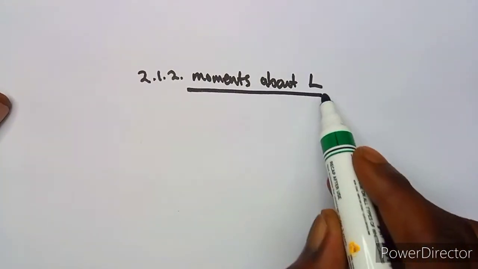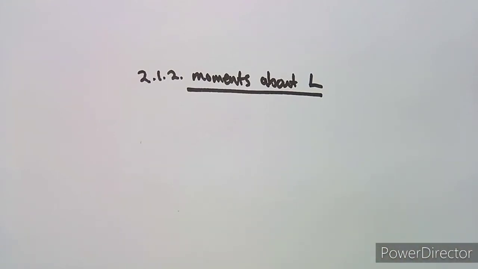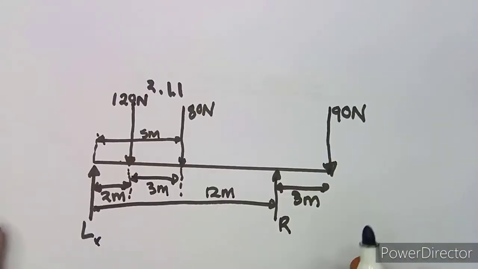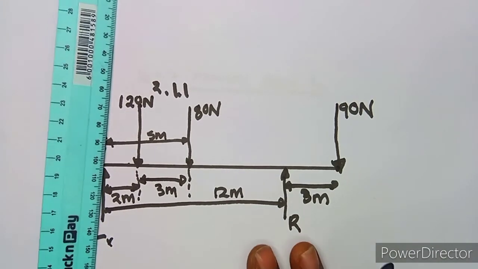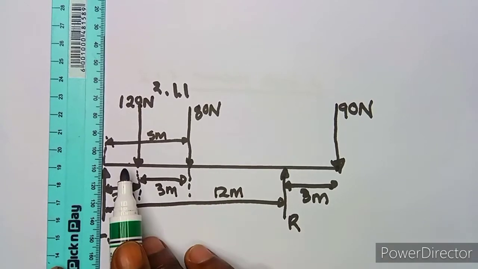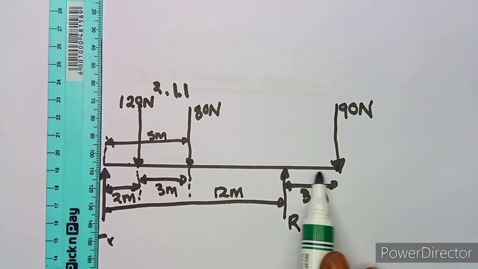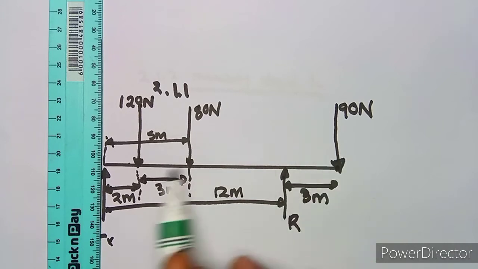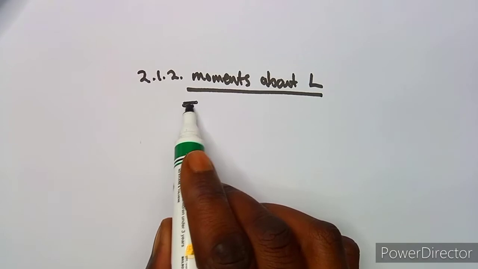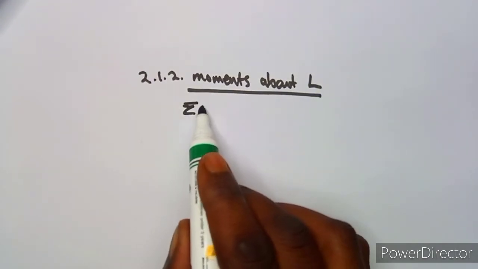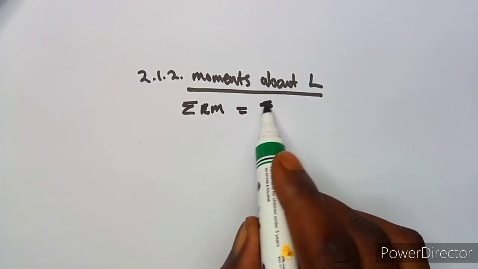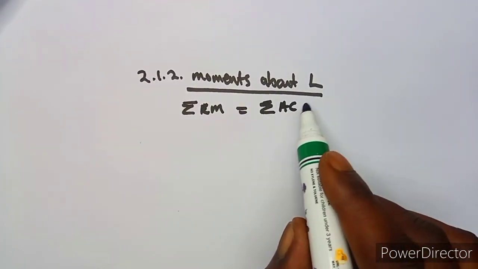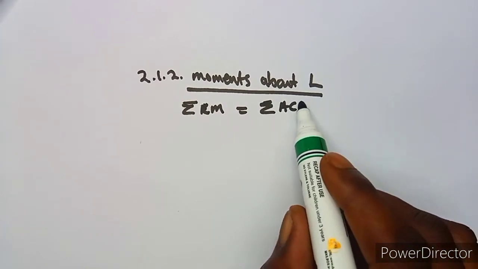So remember that when you're taking moments about L, you are referring to L as a reference point. That is, this is the L. As we can see from this L, all of these forces are on the same side, so they are going to be taken together. Remember, the sum of the clockwise moments should be equal to the sum of the anti-clockwise moments.